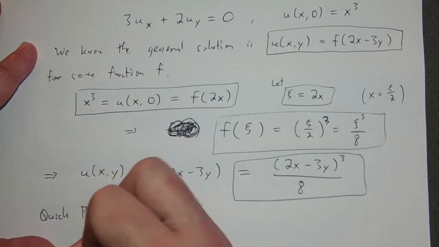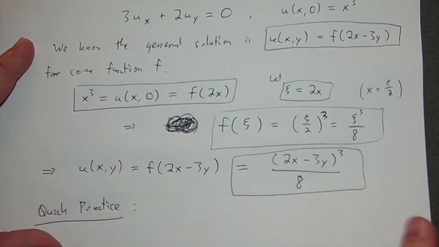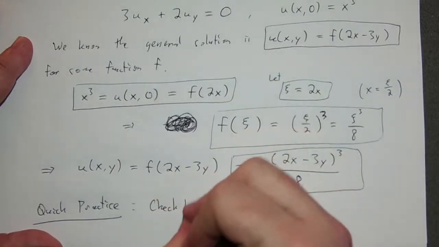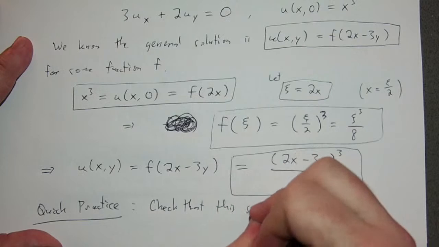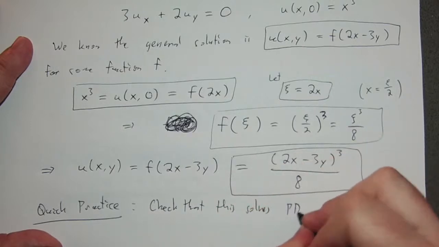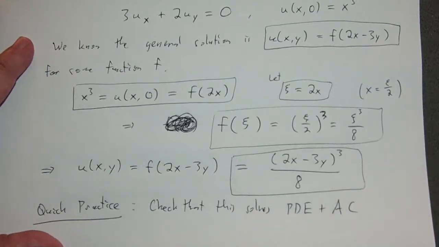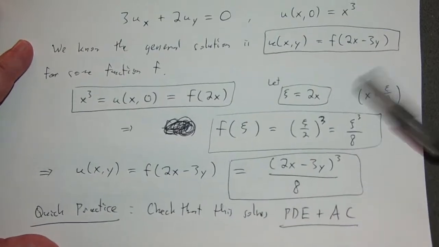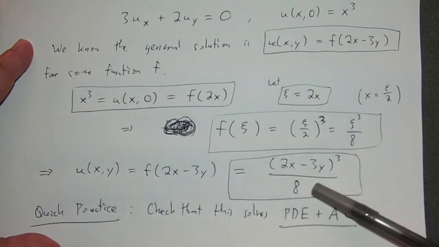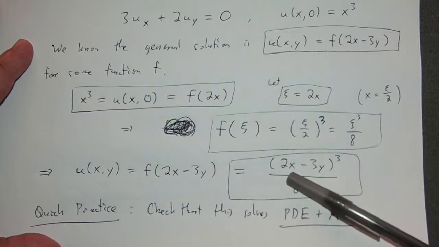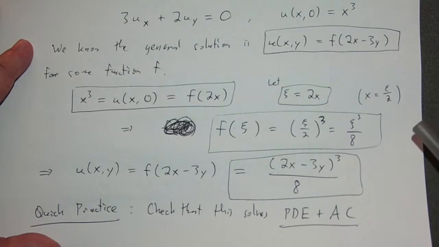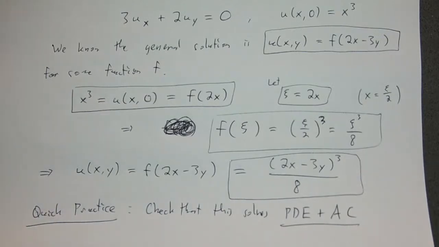Okay. And so, quick practice. Check that this solves not just the PDE, but also the auxiliary condition. Well, you can quickly see that it solves the auxiliary condition. You plug in y equals 0 here. You have (2x) cubed divided by 8, which is 8 times x cubed divided by 8. So it's just x cubed. So it definitely solves the auxiliary condition. You know that it's going to solve this, but just check, just for practice, that this solves the PDE plus auxiliary condition. Okay. All right.